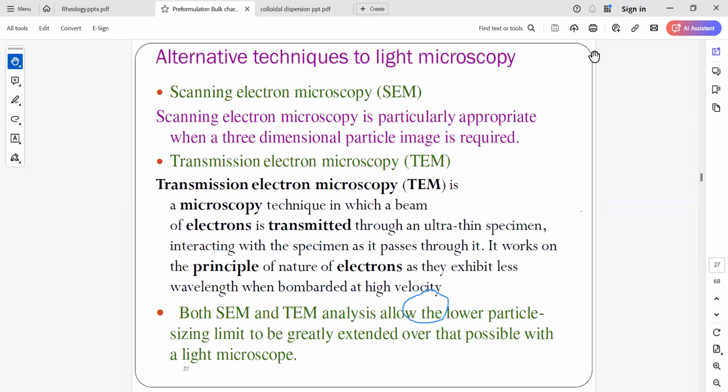Then the other methods which we use are SEM and TEM. Okay. Scanning electron microscope and the transmission electron microscope. What is the difference in principle of scanning electron microscope and transmission electron microscope? Both are electron microscopes. So what is the difference?